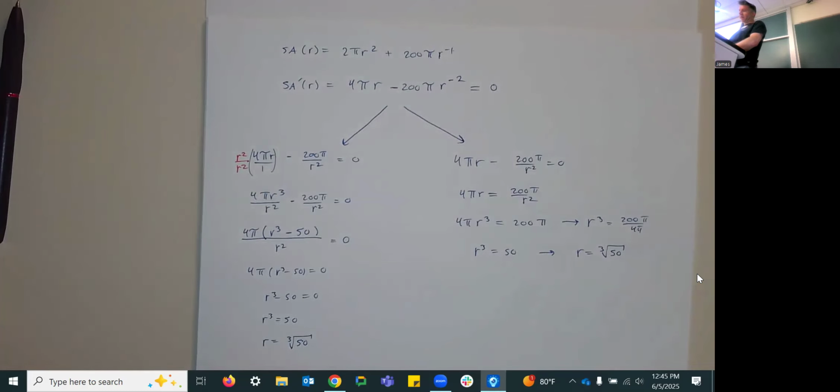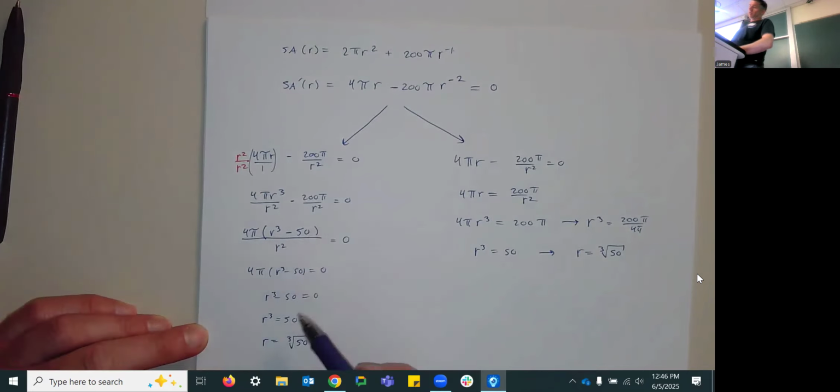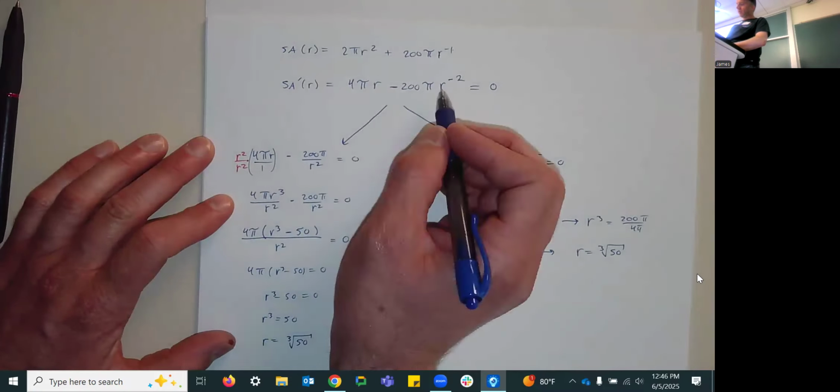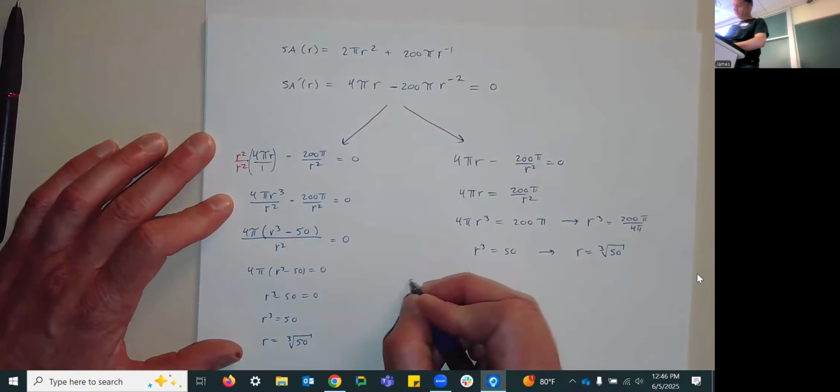Okay, so now the question. Does this critical value minimize the surface area? Well, I don't feel like taking the second derivative here is going to be particularly nice. Right, taking the derivative, I mean, it's not the worst thing ever. We could probably do it. Yeah, I take it back. We could probably do this using the second derivative. Here's our first derivative. Let's take the second derivative.